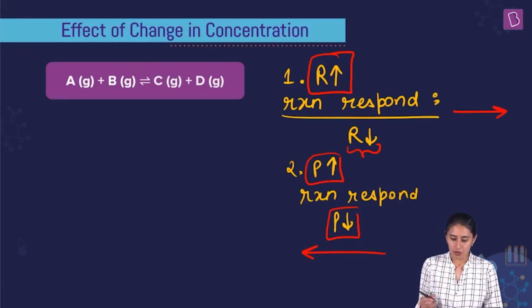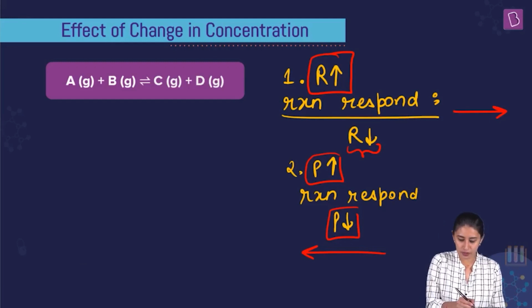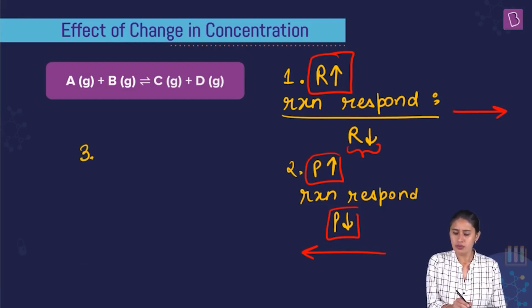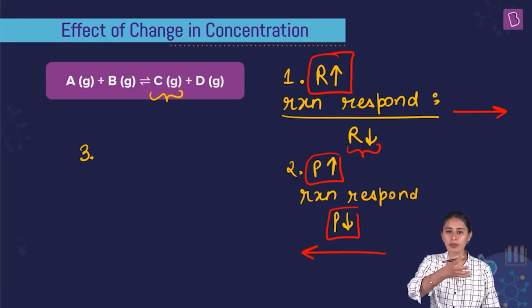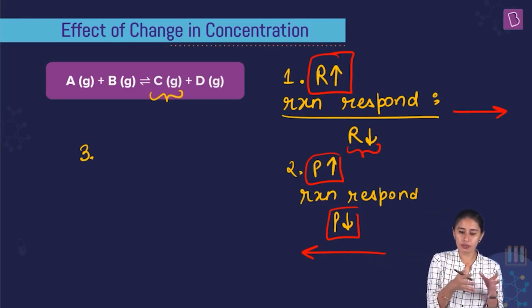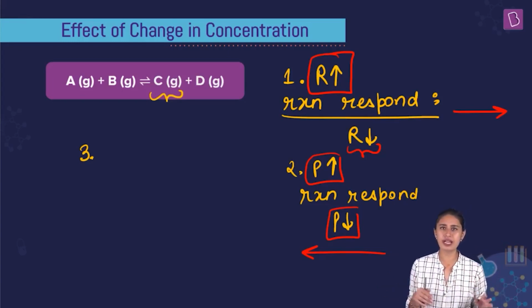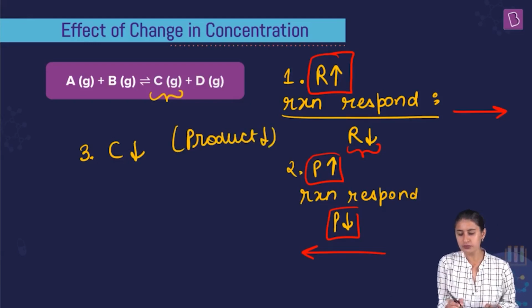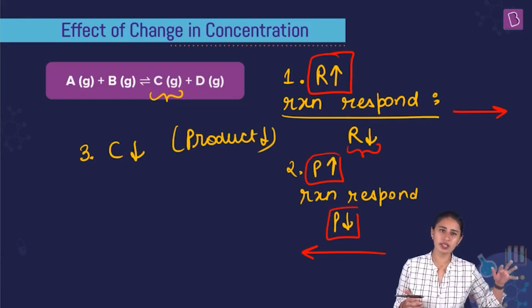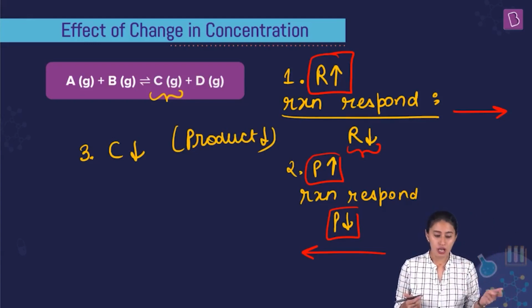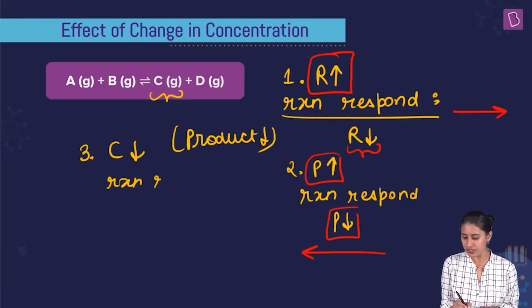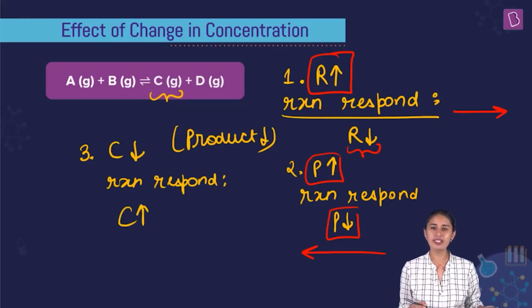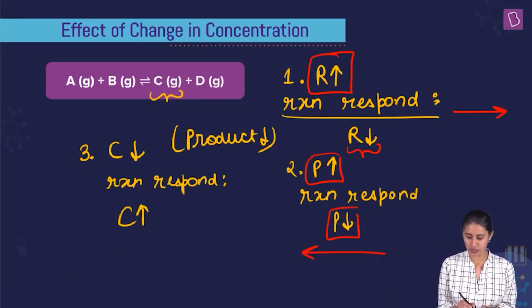Now listen to this. What if I talk about the third scenario, wherein C was getting formed? As soon as C was getting formed, I was taking it out. The moment it got formed, we took it out. We used some instruments and we took the C out. So constantly we were decreasing the product. How are we decreasing the product? We are taking off the C every time it is formed. So now the C decreases. How will the reaction respond? The reaction will respond in such a way that C increases. C can only increase if the reaction goes forward.